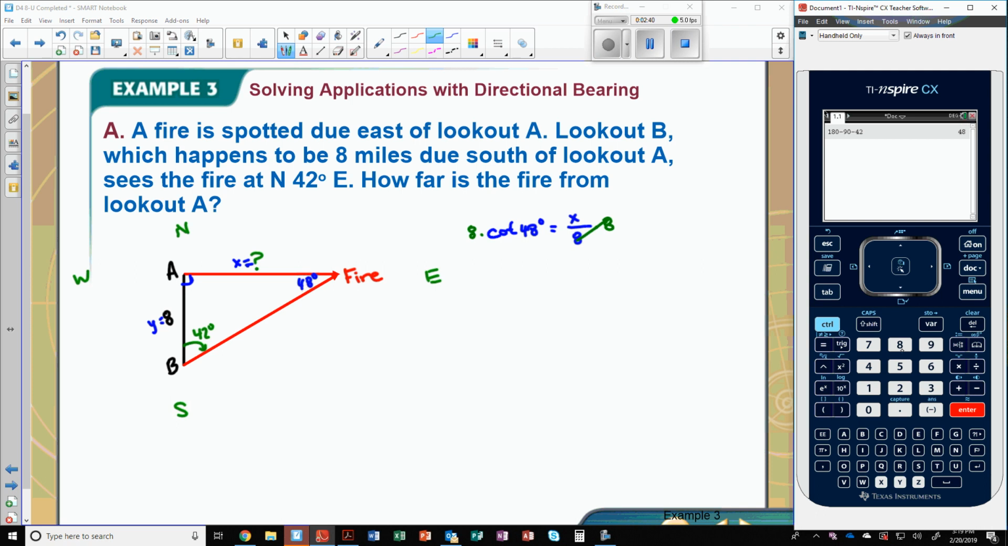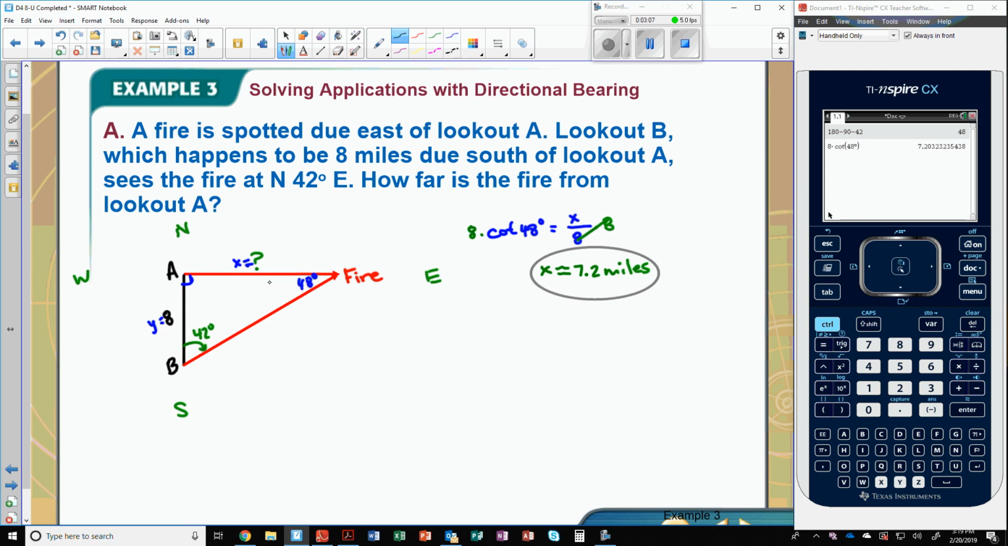So I'll come over here and type in 8 cotangent 48 degrees. I'm going to hit the degree button just to make sure I get the right answer from the calculator. I hit enter. It says it's going to be 7.2 miles. I'm going to round this, so approximately 7.2 miles. And that should be our answer. Now I'm going to check it real quick by showing you how we could do this with the law of sines.